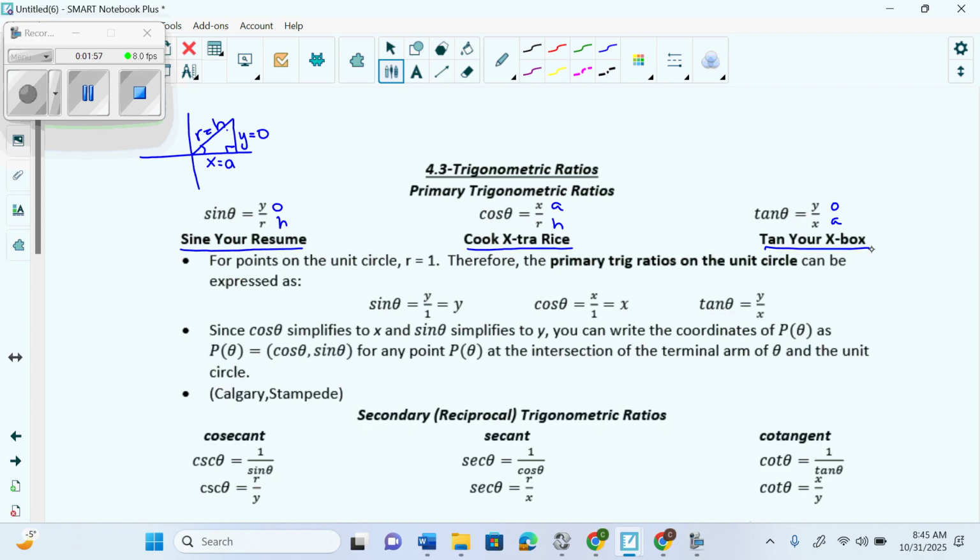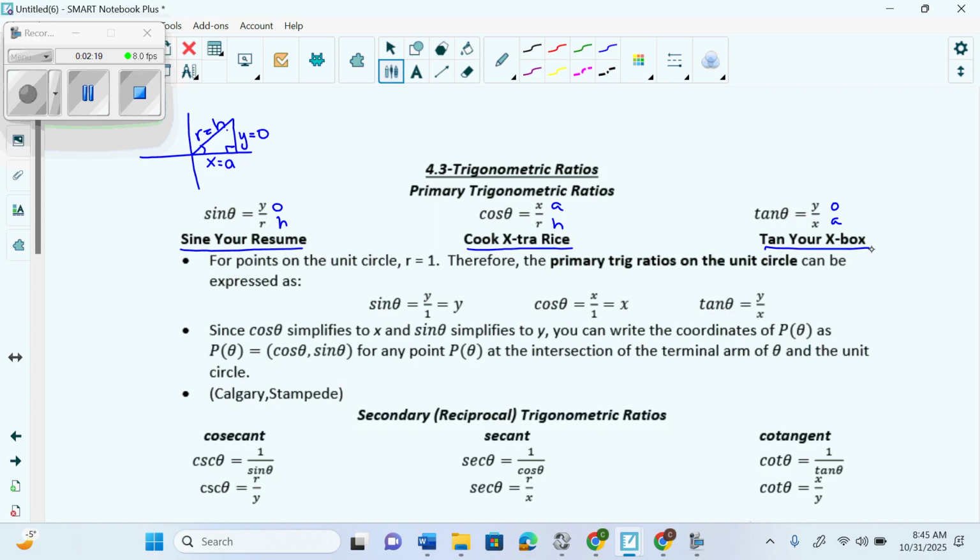All right. For points, if it ever says something is on the unit circle, your x is your cos, correct? The x coordinate is the cos ratio. The y coordinate is the tan ratio. That's a lie. X coordinate is the cos ratio. The y coordinate is the sine ratio.